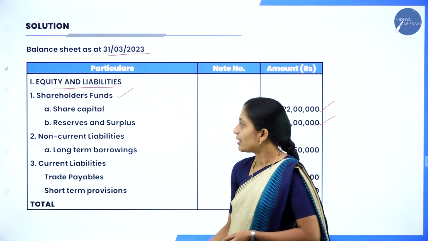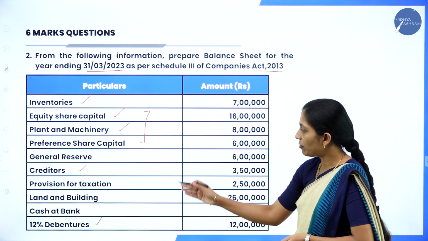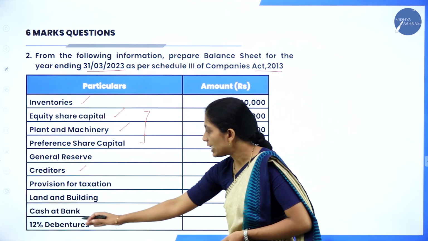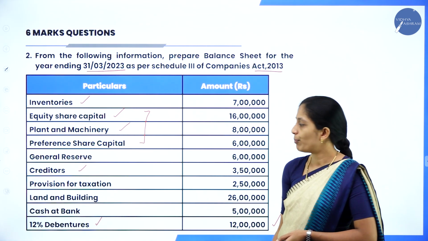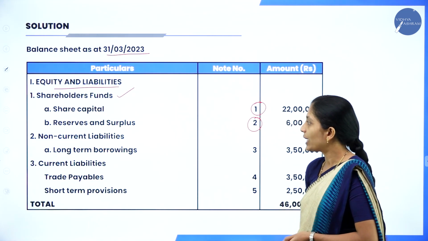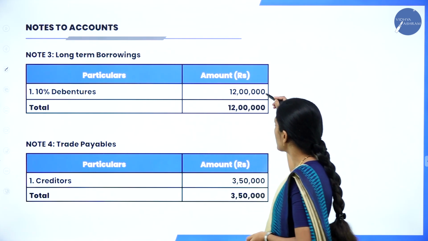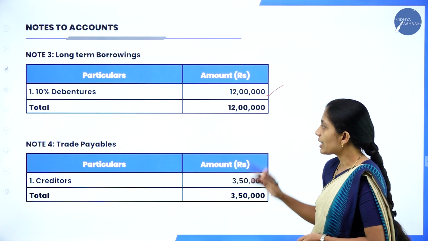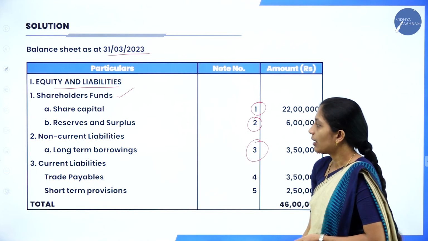Next, non-current liabilities. Under that we have long-term borrowings. They have not given us long-term borrowings directly. They have given 12% debentures. This comes under long-term borrowings. You have to write a note for it. So let us see note number 3, long-term borrowings, 12% debentures, 12 lakh. You will write here long-term borrowings, note number 3, and the amount.